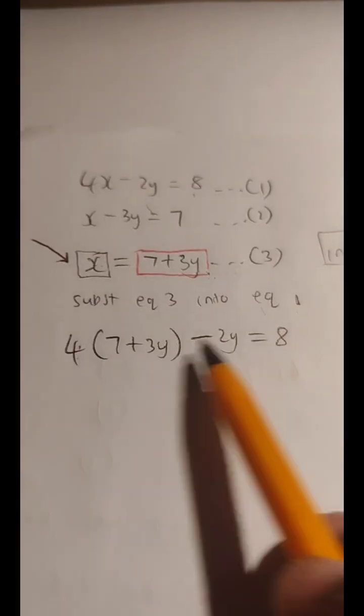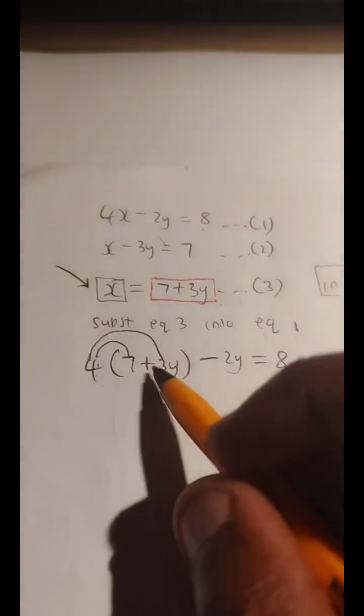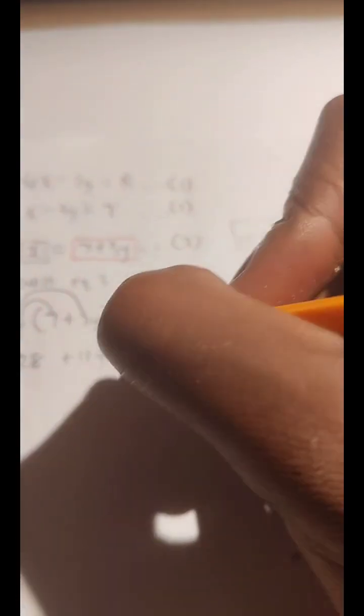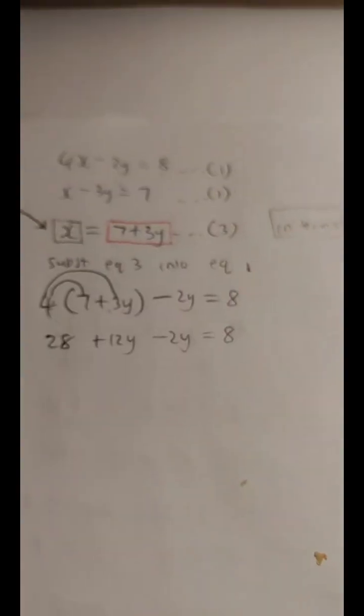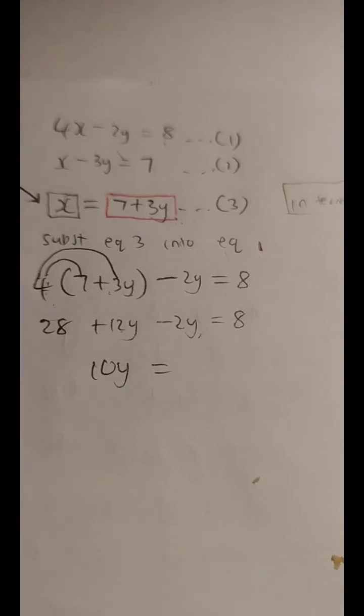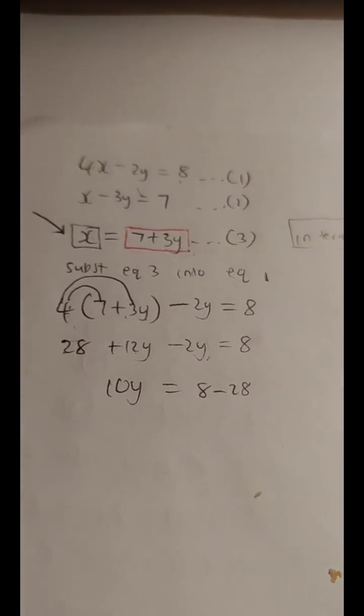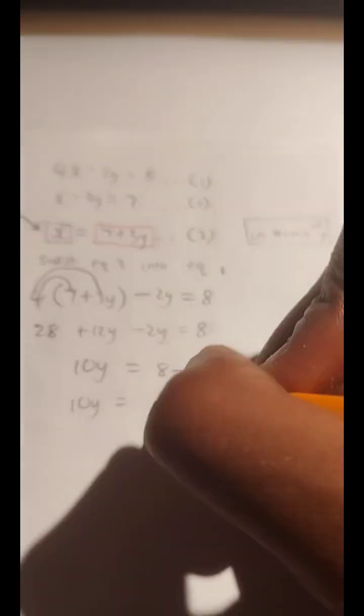Now let us solve for the variable we have here, which is y. 4 times 7, 4 times 3y. 4 times 7 is 28. 4 times 3y is 12y, minus 2y is equal to 8. What's 12y minus 2y? It's 10y. Then you take the 28 over. That's negative 28. We get 10y is equal to, what's 8 minus 28?